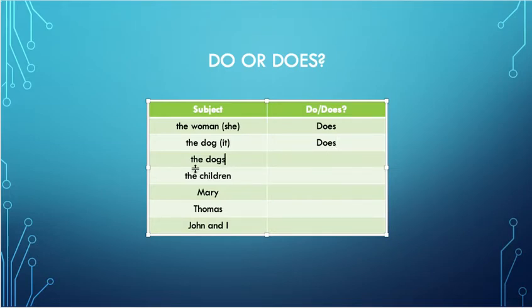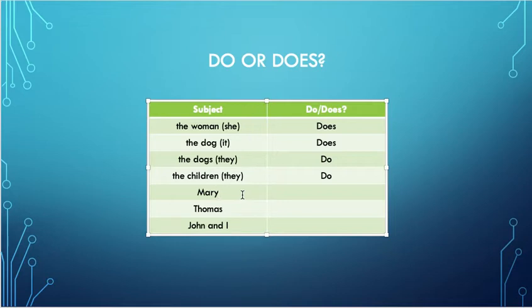Okay, this one, the dogs. So not one dog, but many dogs. So we use it for one, but for many, we use they. Okay, so for they, do or does? For they, we use do. The children. Now, the children, that's many children. So we use they, and for they, we use do.